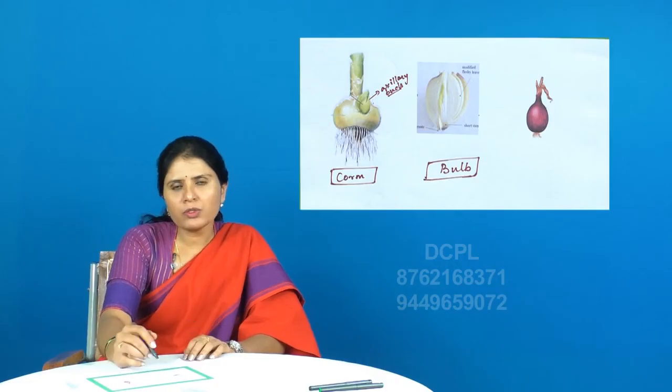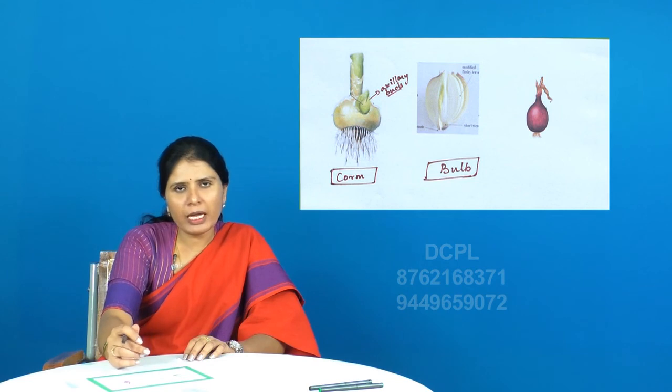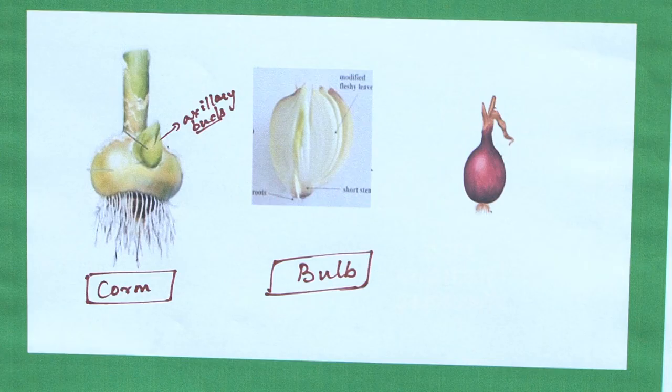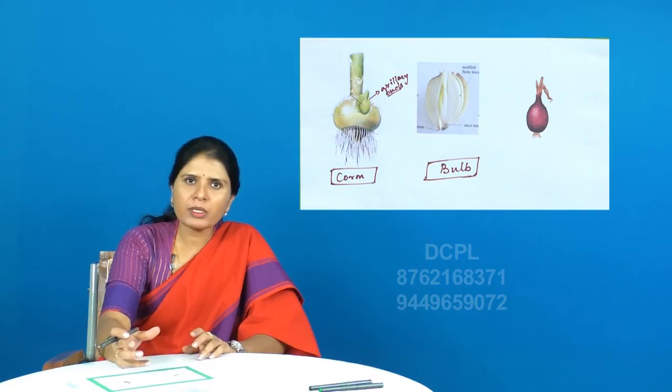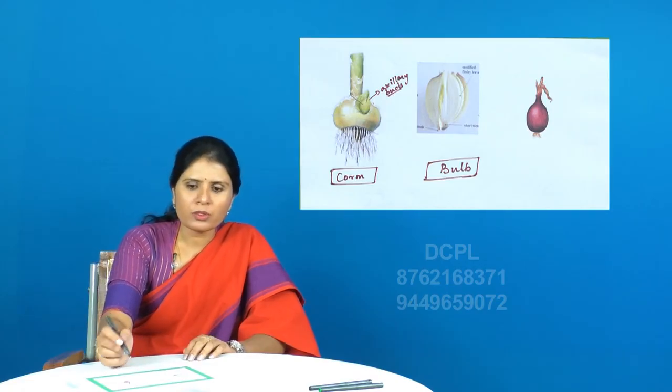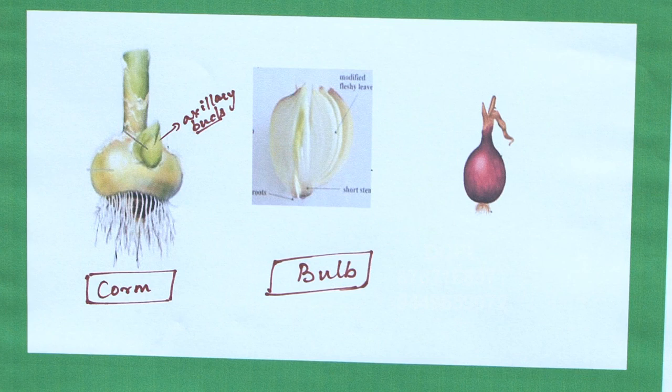The emergence of the new plant is in the formation of a scape. The scape is a leafless stalk which protrudes above the soil and terminates into an inflorescence. So, this is the underground modification seen in case of onion, called a bulb.